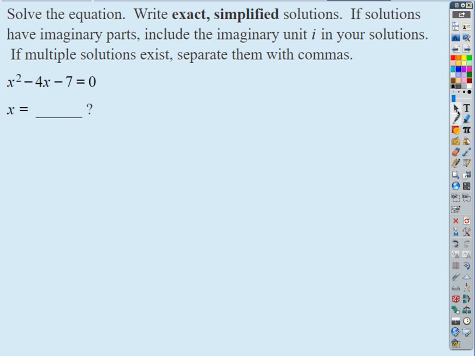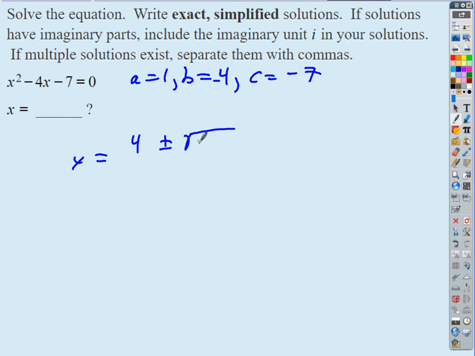A is 1, B is negative 4, C is negative 7. So x equals, what? You tell me. 4 plus or minus root, 16 minus 4 times 1 times negative 7, right? Then divided by 4 times 2. Okay, good.